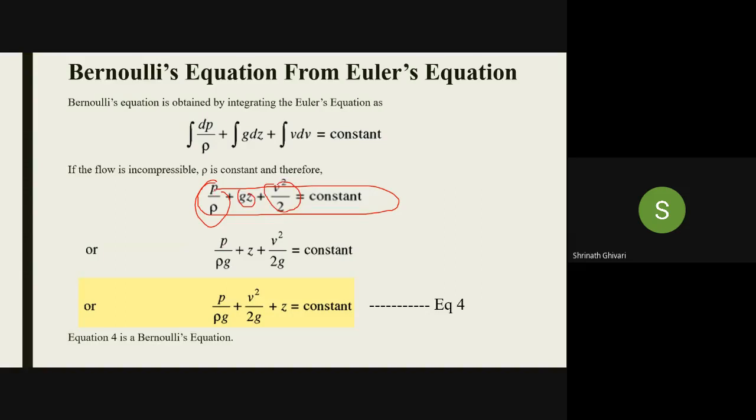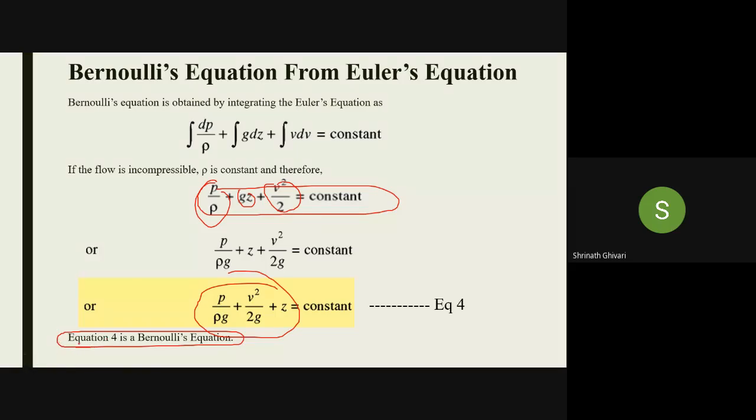So what we should divide here? P by rho g plus z plus v square by 2g. So if I bring it to a form like this, that is p by rho g plus v square by 2g plus z equal to constant, then the equation 4 will be Bernoulli's equation.